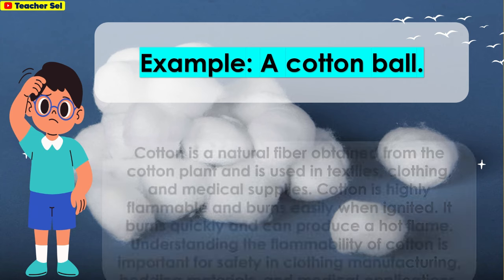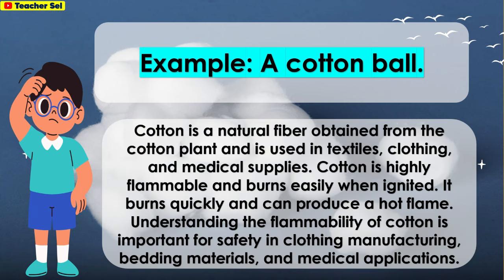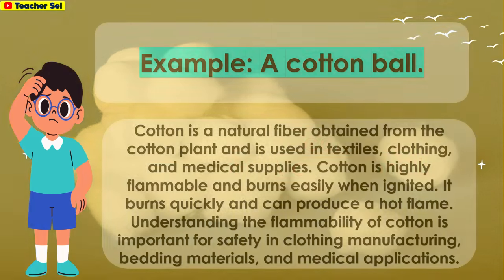Example, a cotton ball. Cotton is a natural fiber obtained from the cotton plant and is used in textiles, clothing, and medical supplies. Cotton is highly flammable and burns easily when ignited. It burns quickly and can produce a hot flame. Understanding the flammability of cotton is important for safety in clothing manufacturing, bedding materials, and medical applications.